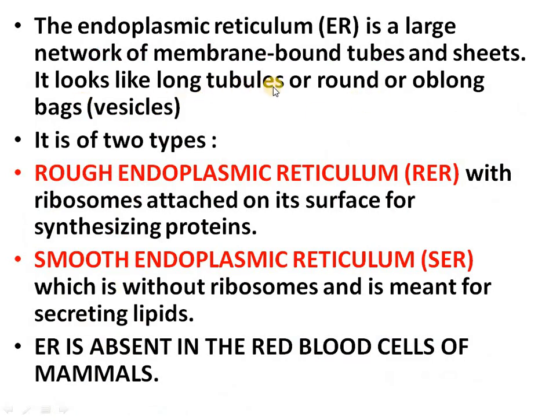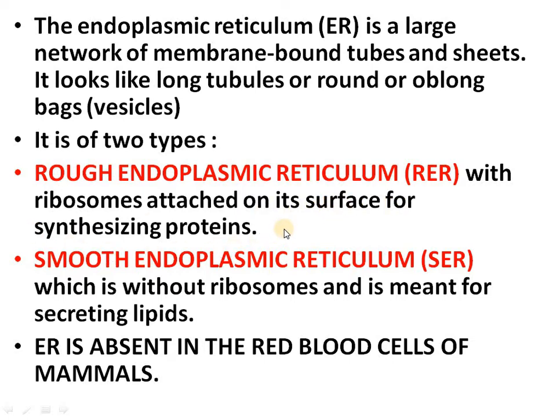It looks like long tubes or round or oblong vesicles. Fine. It is of two types. Rough endoplasmic reticulum, also known as RER, and the other one is smooth endoplasmic reticulum, SER. We call it rough endoplasmic reticulum because when we observe it under a microscope, we see that it has ribosomes attached on its surface for synthesizing proteins. It means rough endoplasmic reticulum has ribosomes attached on its surface for synthesizing proteins.